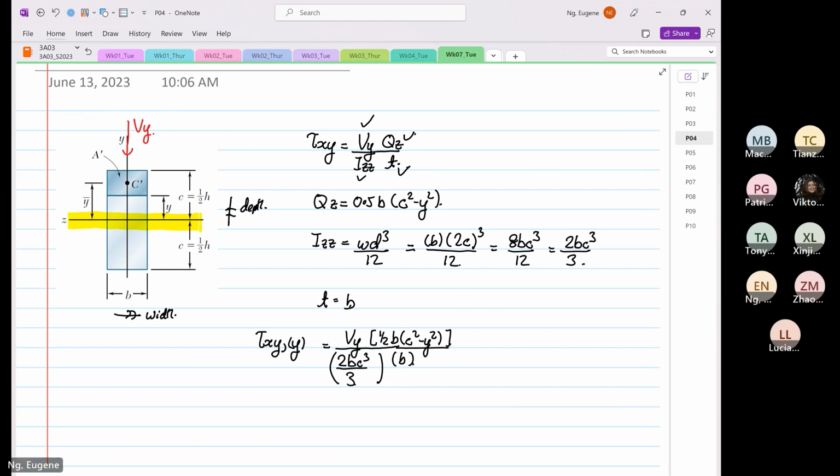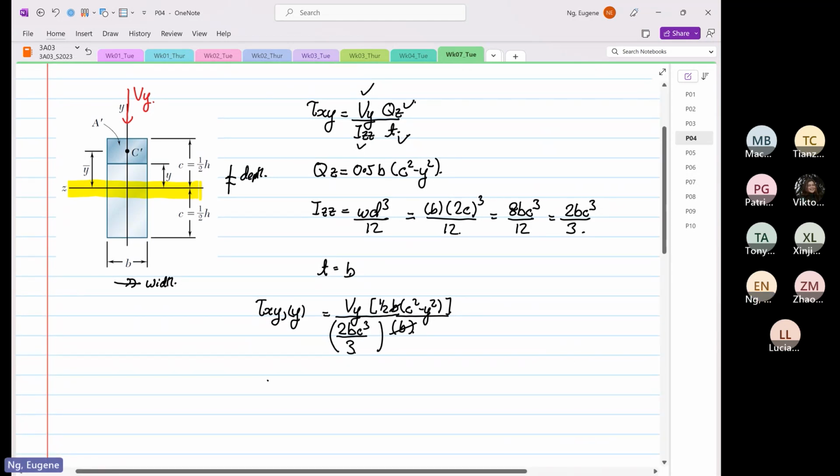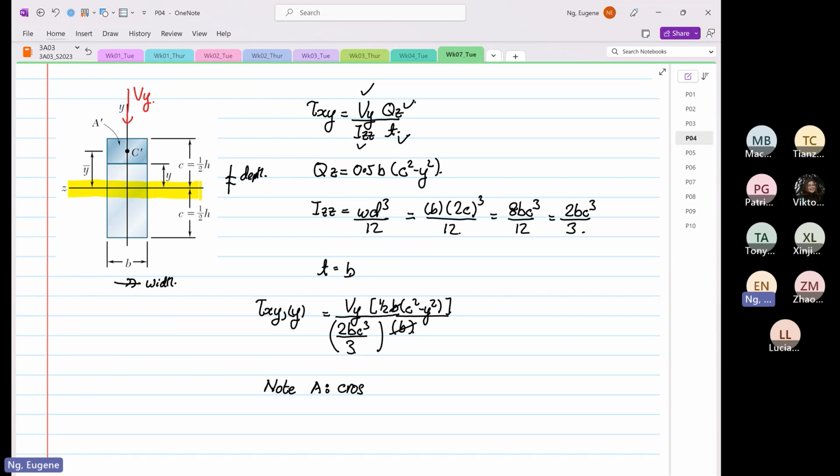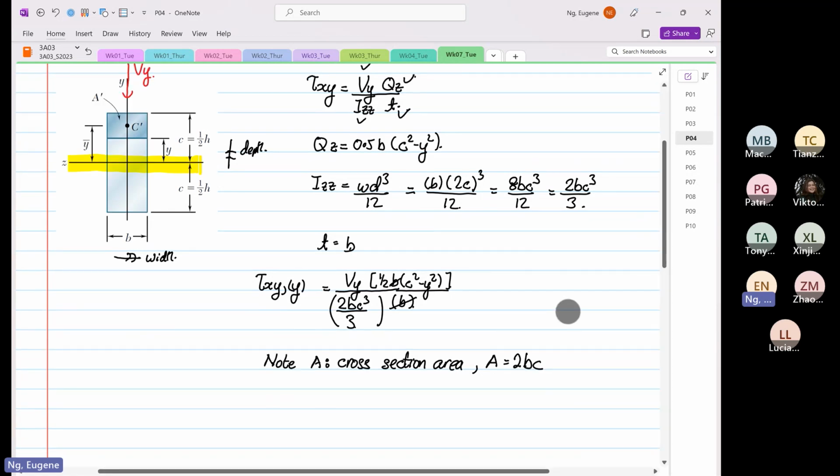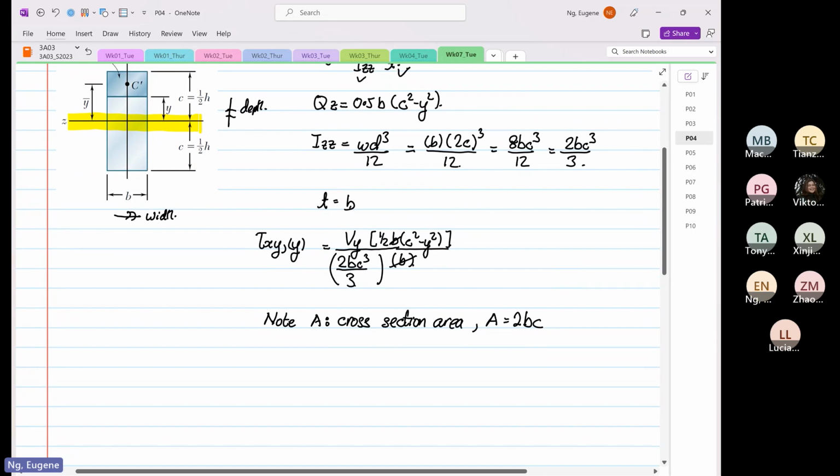So we can cancel the B, and I'm going to note that A, which corresponds to the cross-sectional area, for the entire structure is equal to 2BC, because it's 2C multiplied by B. So I'm going to incorporate the area. I'm going to split up the equation at the denominator.